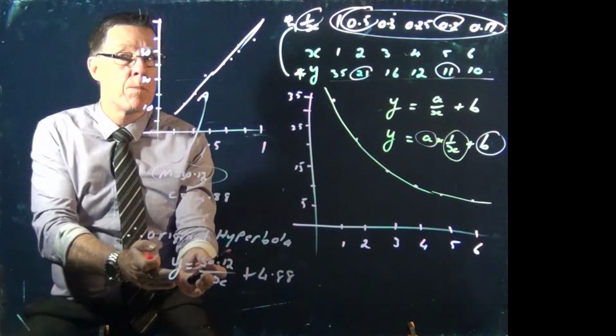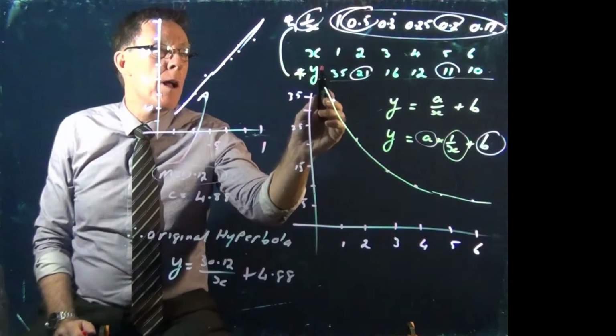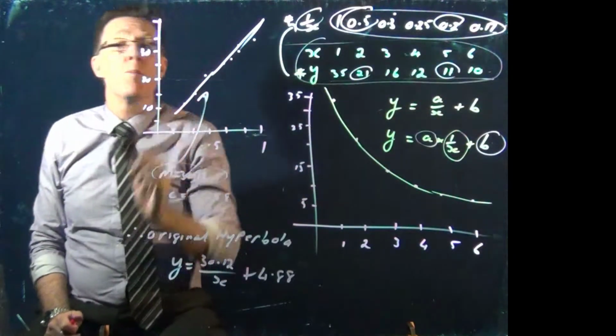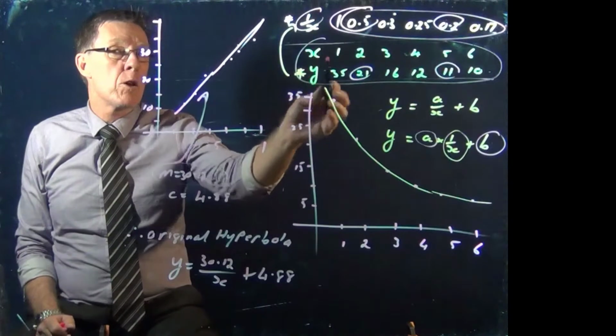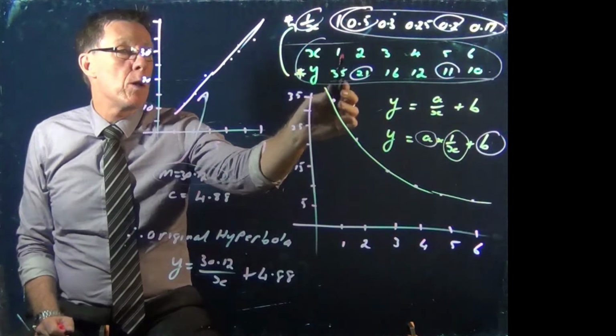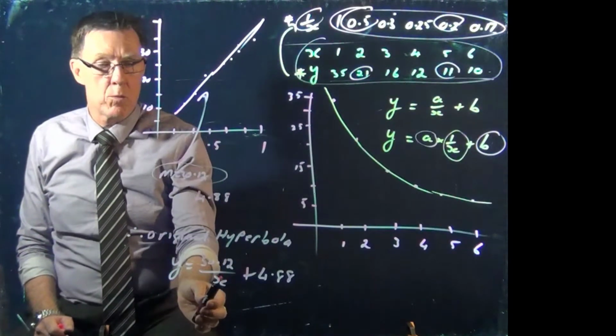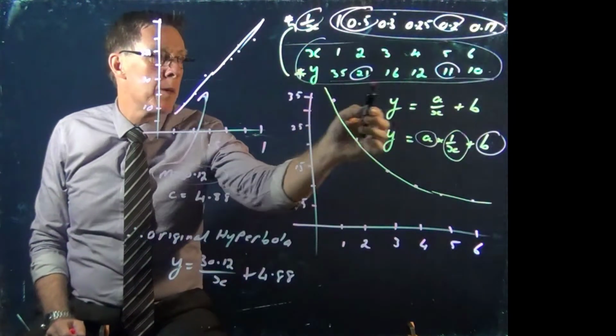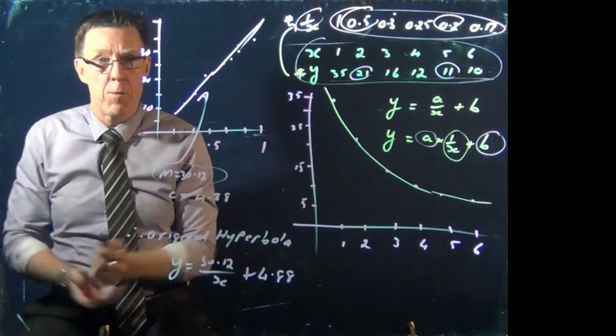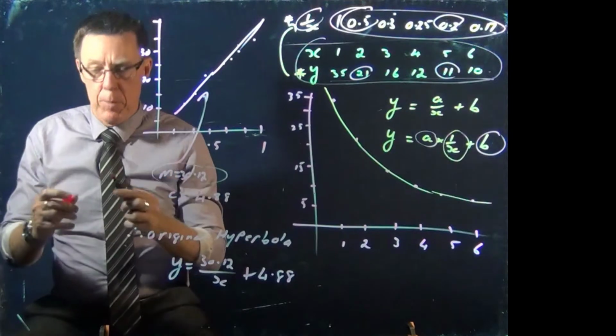Now that rule should very closely model these points, and you might like to go back and check. Go through and put X values of 1, 2, 3, 4, 5 and 6 into this rule and see if the rule spits out these appropriate values or very, very close to it. Hey, best of luck with that.